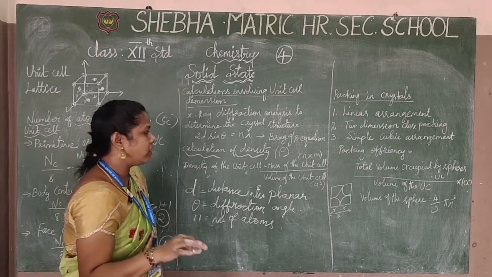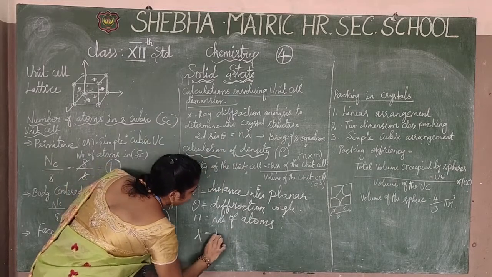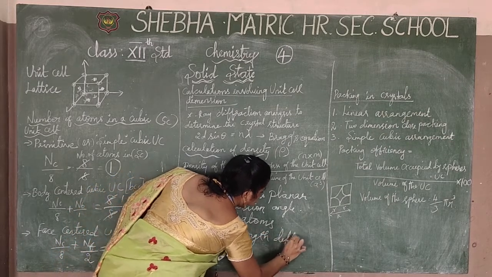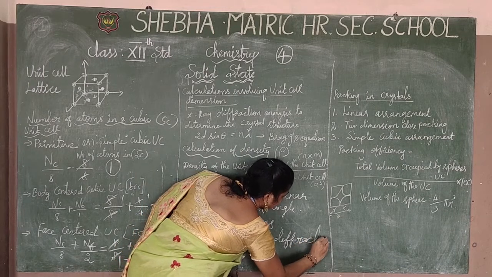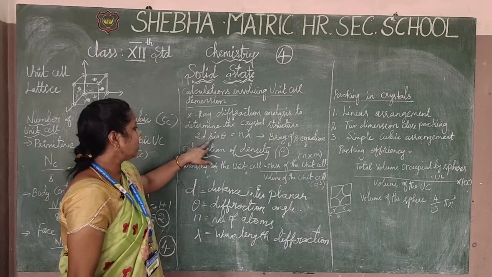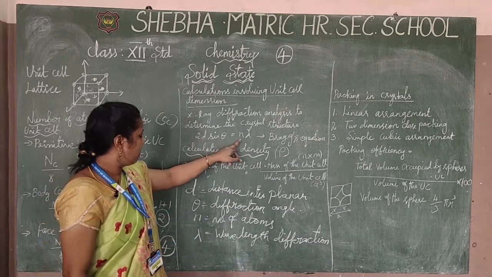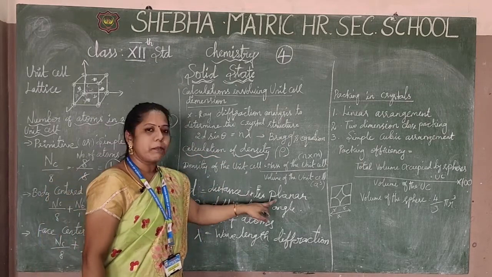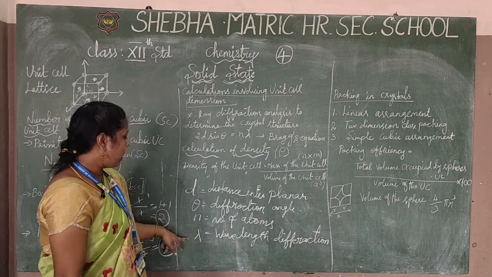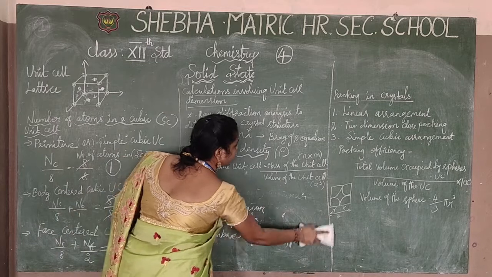Lambda means wavelength, that is the wavelength of diffraction. Yes, got it, the points of how to make this formula. 2d sin theta is equal to n lambda is called Bragg's equation. In this, d is the interplanar distance, theta is the diffraction angle, n is the number of atoms, and lambda is the wavelength of diffraction. These are the abbreviations of the terms in the equation.